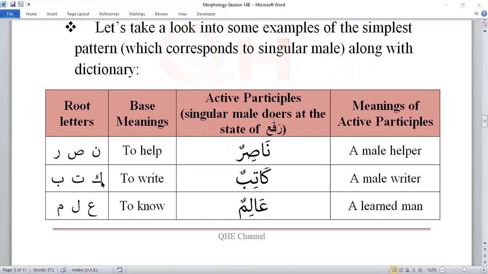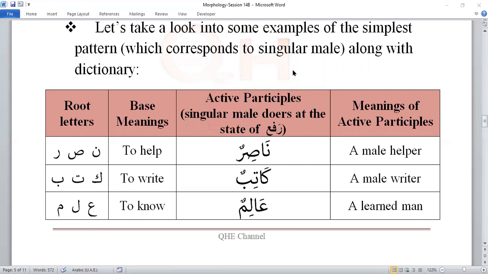Next set of root letters, kaf, ta, ba, base meaning to write. The active participle for singular male doer, kathibun, and the meaning will be a male writer. Ain, lam, mim, base meaning to know. Active participle for singular male doer would be alimun. So the meaning will be a learned man. You can say a man who knows. You can say that too.